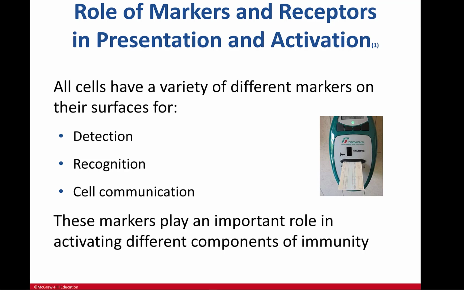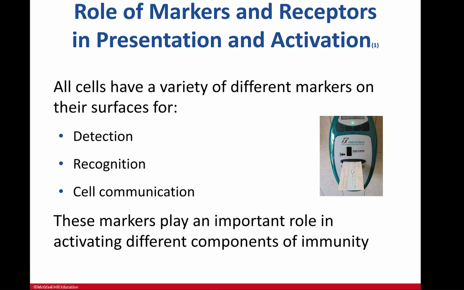So all cells have a variety of different markers on their surfaces for detection, recognition, and cell communication. I have a little picture of a card reader over here, and it has information on this little card. That's sort of what's going on. The detection is, all right, what type of protein markers do you have? Do they follow the types and styles that we see of this particular one? That would be the format of the card, and the reader is the communications part.